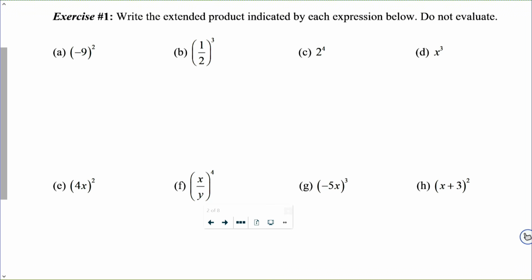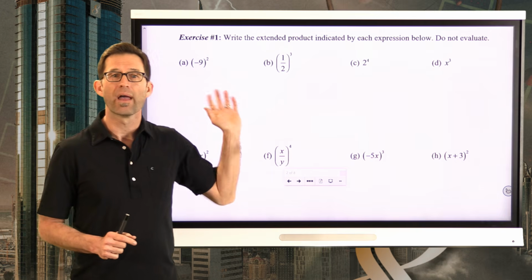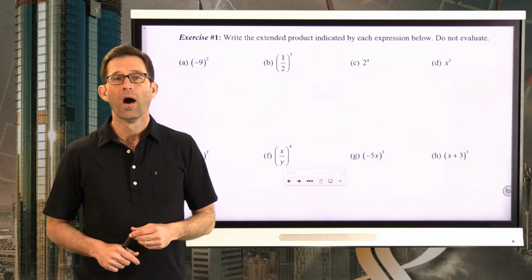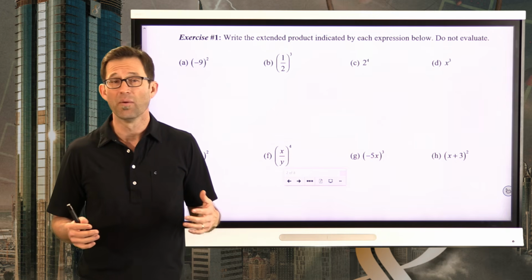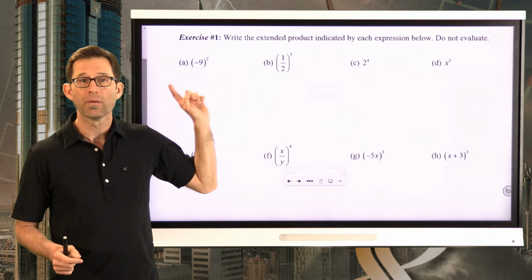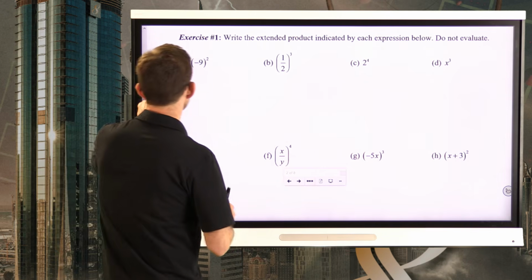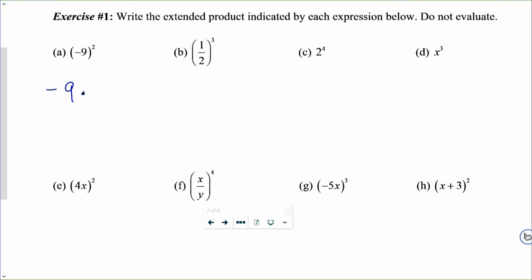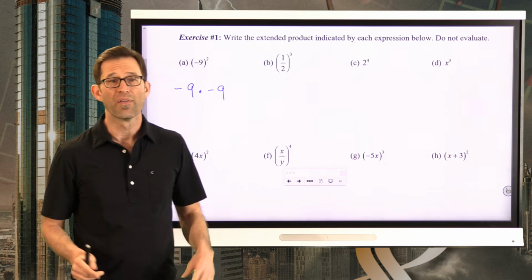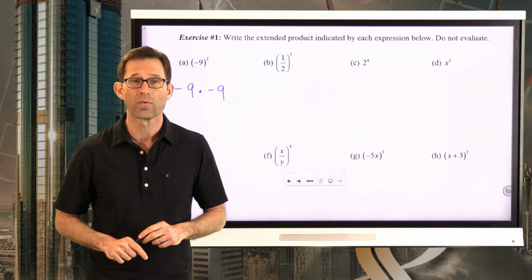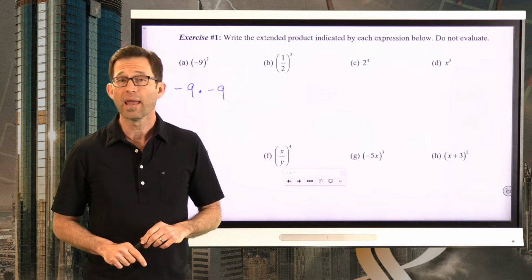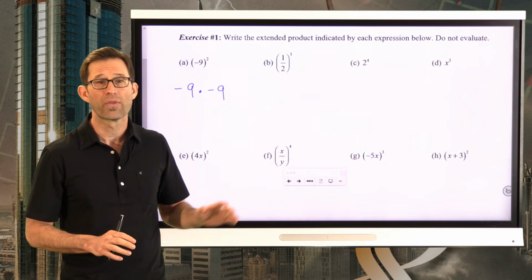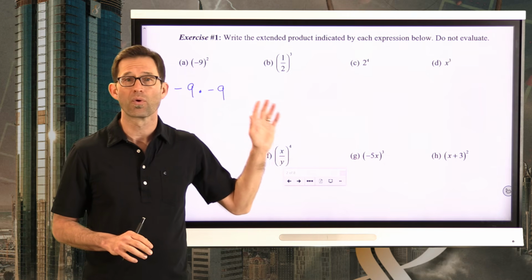Write the extended product indicated by each expression below, do not evaluate. All right, so for instance, in letter A where I have -9 squared, I don't necessarily want you to tell me what that's equal to. I just want you to be able to look at this and know that this is -9 times -9. That's it. Now if you happen to know that that's positive 81, awesome, but not really the point right now, okay?